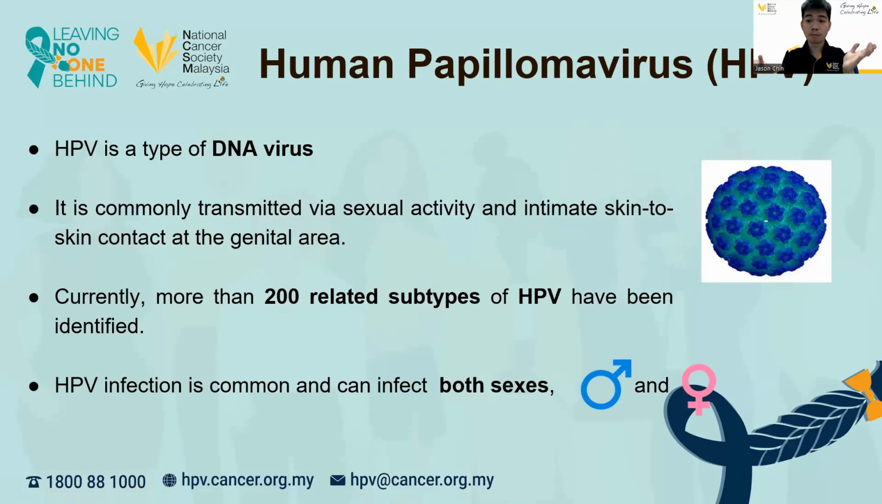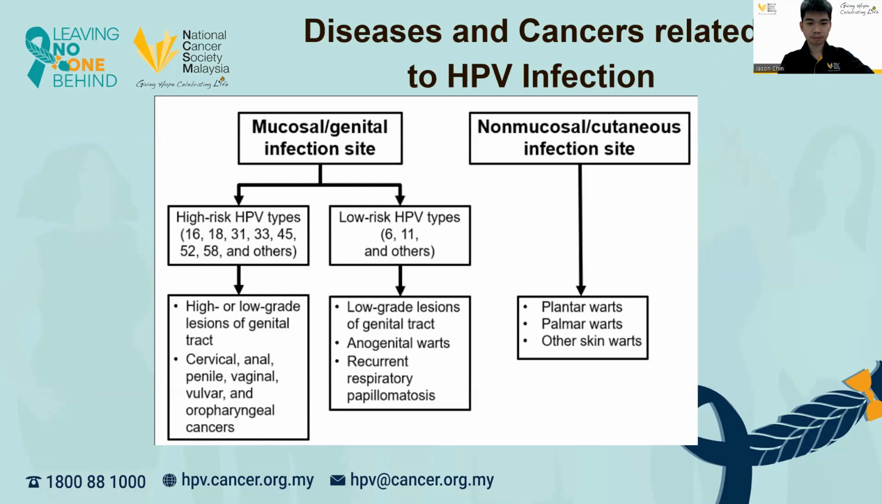So what is the human papillomavirus? The human papillomavirus is a type of DNA virus, and it's commonly transmitted either by sexual activity or intimate skin-to-skin contact in the genital area. Currently, more than 200 related subtypes of HPV have been identified. HPV infection is common and can infect both males and females.